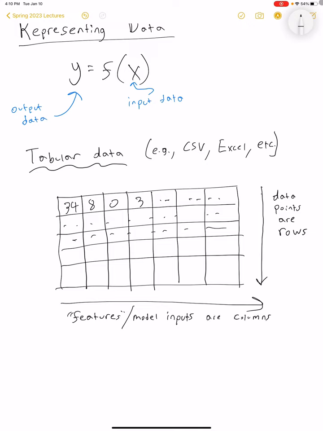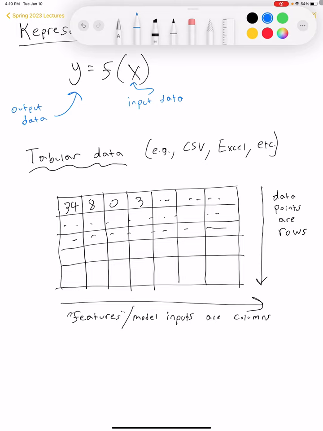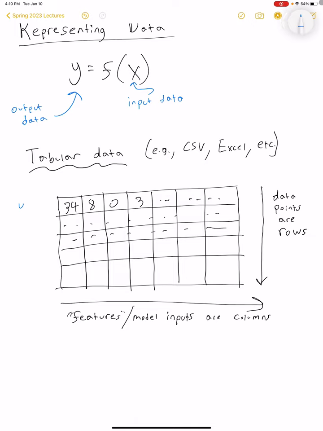So for example, let's say that the rows are user 1, user 2, etc. And the columns might be number of tweets per day. And this column here might be average length of tweet.